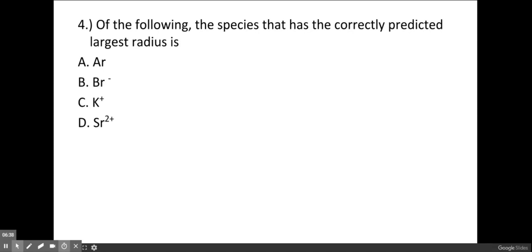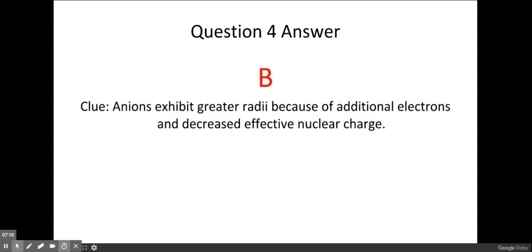So we've got to think about what's happening with these, but remember, the big thing to remember here about largest radius is we said that typically anions are going to be larger than cations because we're adding electrons, and that's causing the electron cloud to swell because of repulsive forces, whereas cations are losing entire energy levels. And because bromine has another energy level larger than argon, our answer is going to be bromine.